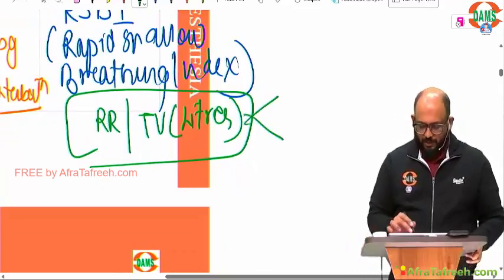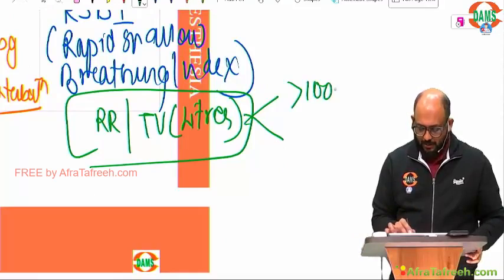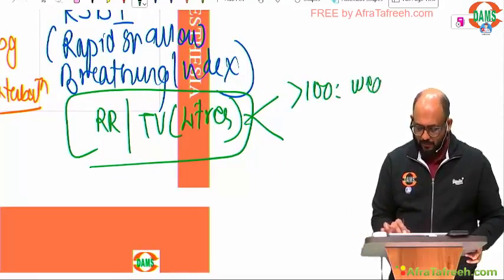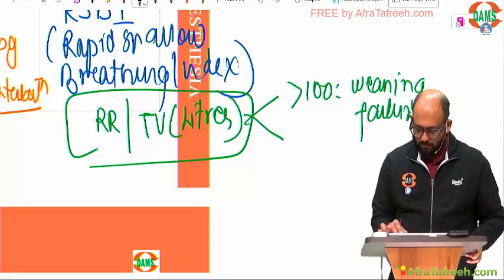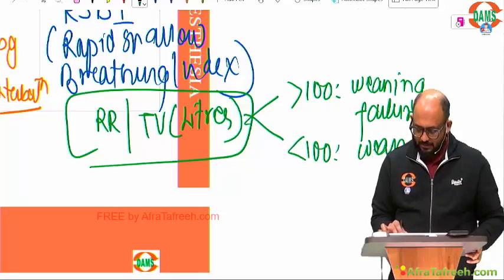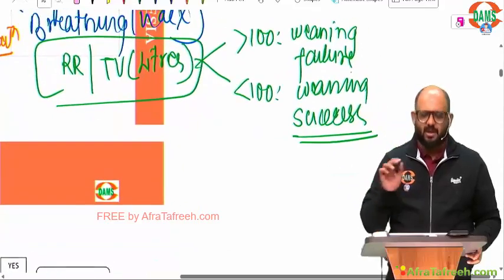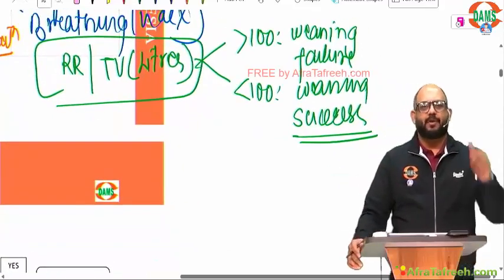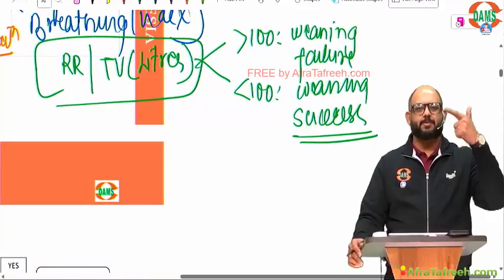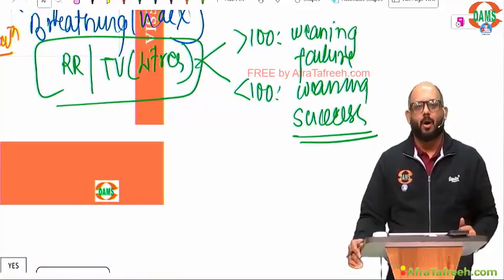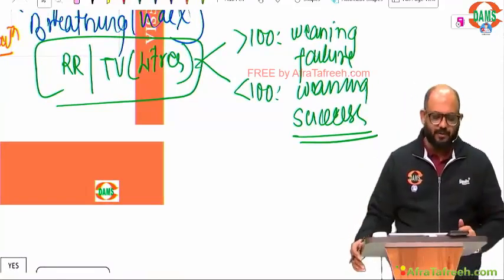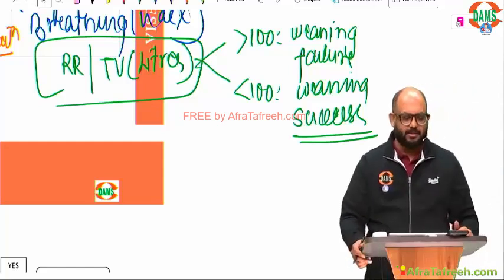It has two interpretations. If it is more than 100, that is weaning failure. If it is less than 100, it is weaning success. That means you can successfully wean the patient off. So these are the things for weaning. One, mode. Second, spontaneous breathing trial. Third, how do you predict the success of weaning?